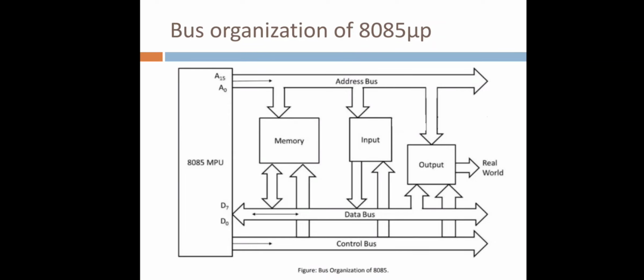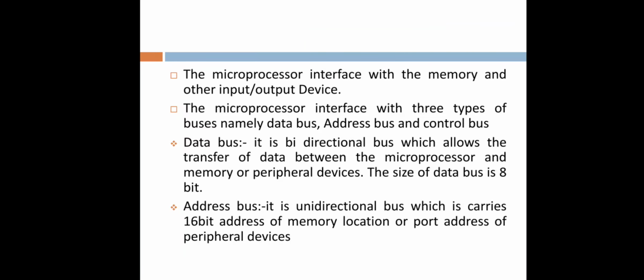As shown in the block diagram, there are three types of bus in 8085: address bus, data bus, and control bus. Now we are discussing the details of all the buses. The microprocessor interfaces with the memory and other input output devices through three types of buses, namely data bus, address bus, and control bus. Data bus. It is a bidirectional bus which allows the transfer of data between the microprocessor and memory or peripheral device. The size of the data bus is 8 bit.